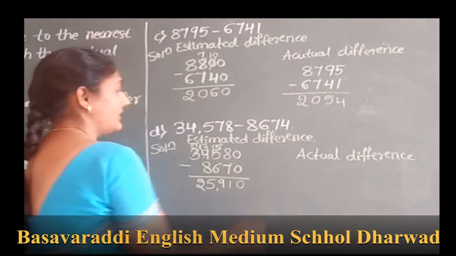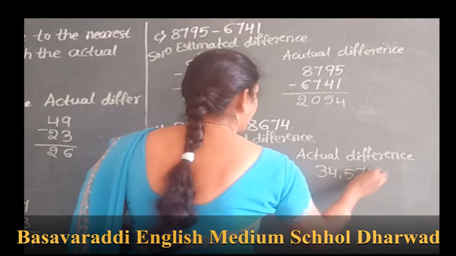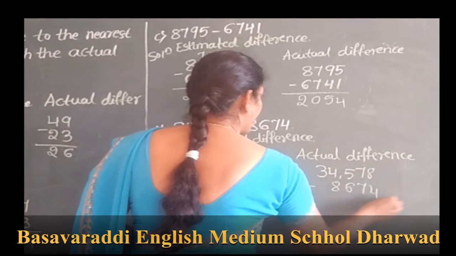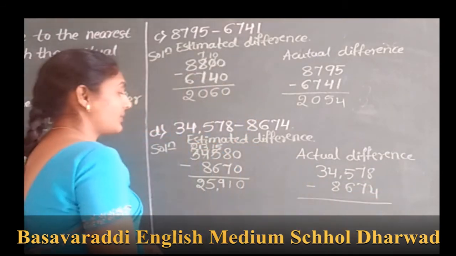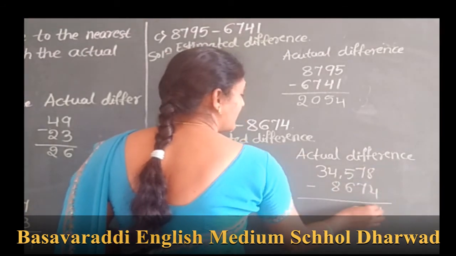What is that? Write the number there. 34,578 minus 8,674. Let's do the subtraction now. 8 minus 4 is 4. 7 minus 7 is 0.